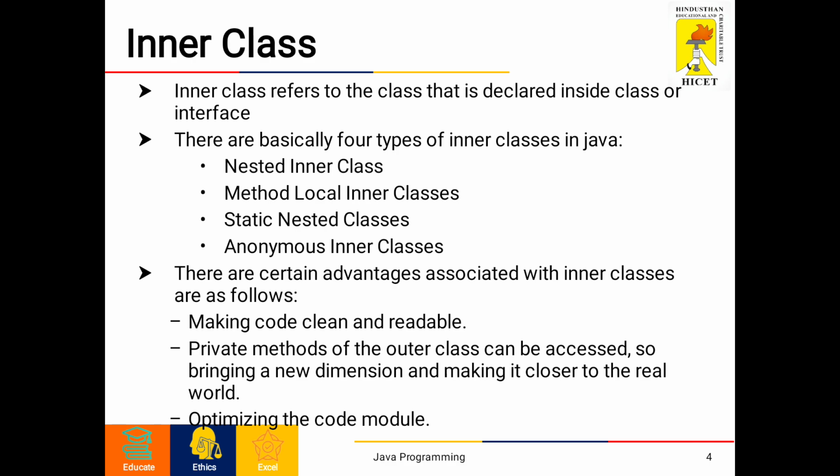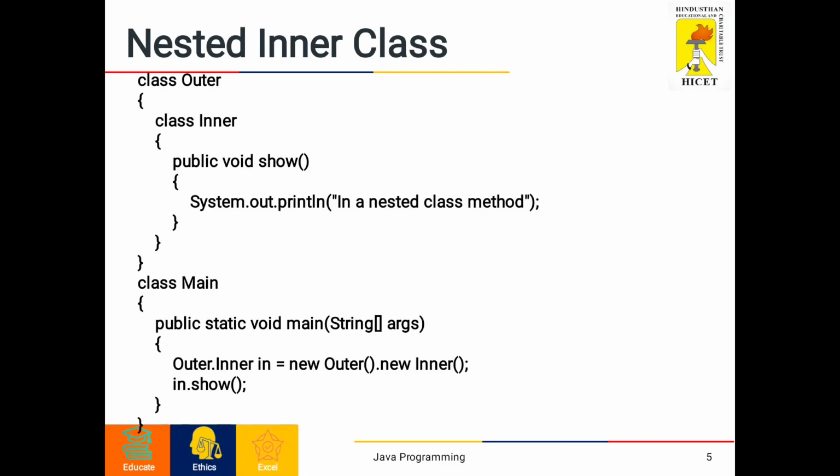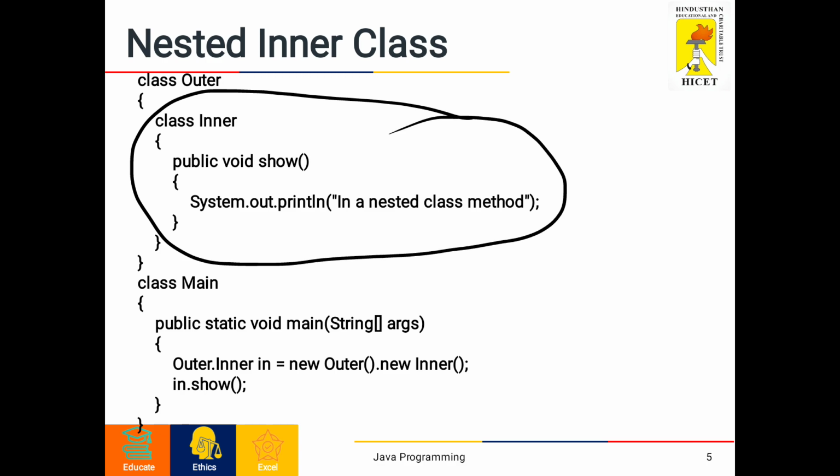There are four types of inner classes: nested inner class, method local inner class, static nested classes, and anonymous inner classes. The first one is the nested inner class, where an inner class is defined inside another class. This acts as a member of the outer class. If a member is defined, the member can be accessed with the help of the dot operator.